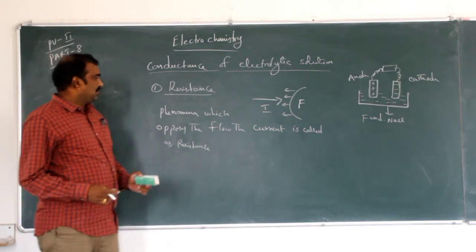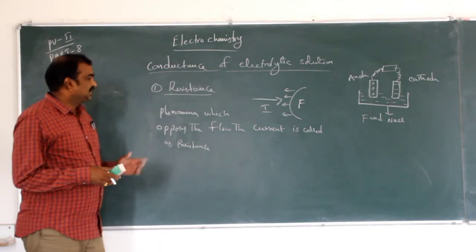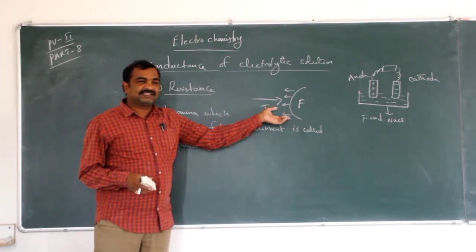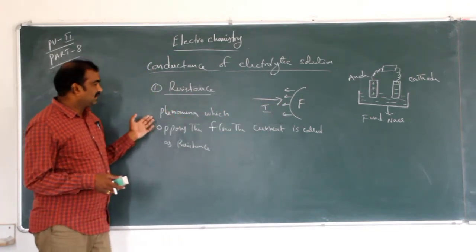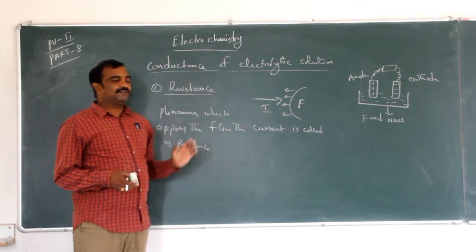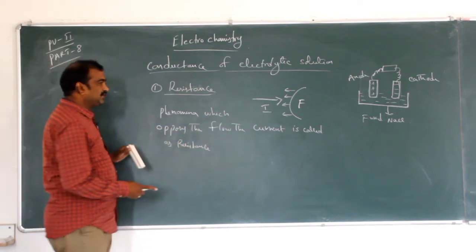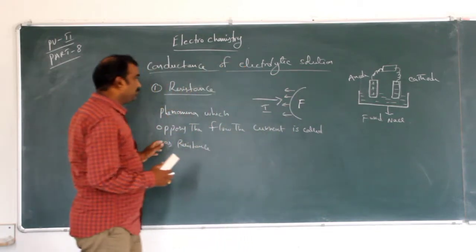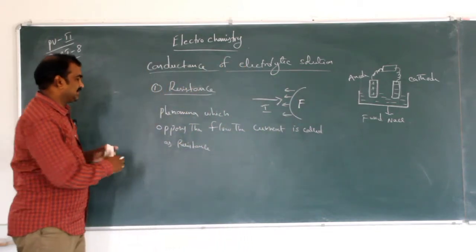The phenomenon which opposes the flow of current is called resistance. Simple. What we explained here, what we discussed here, that only we will do. The phenomenon which will oppose the flow of current is called resistance. So here, according to this electrolytic cell, how can you write the mathematical expression for resistance?